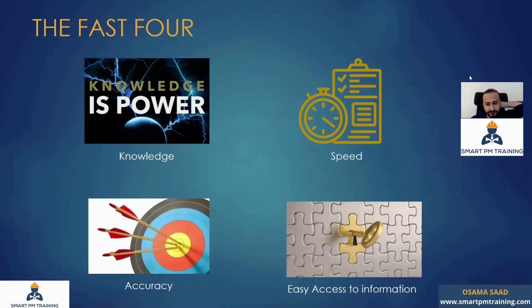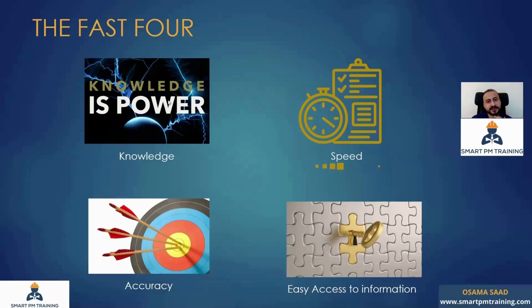The first four for planning engineers. The first part is knowledge: your knowledge of using scheduling software like Primavera, your knowledge of the earned value model, the core knowledge of a planning engineer. Then the speed, because it makes a qualified planner, to make everything as quickly as possible.